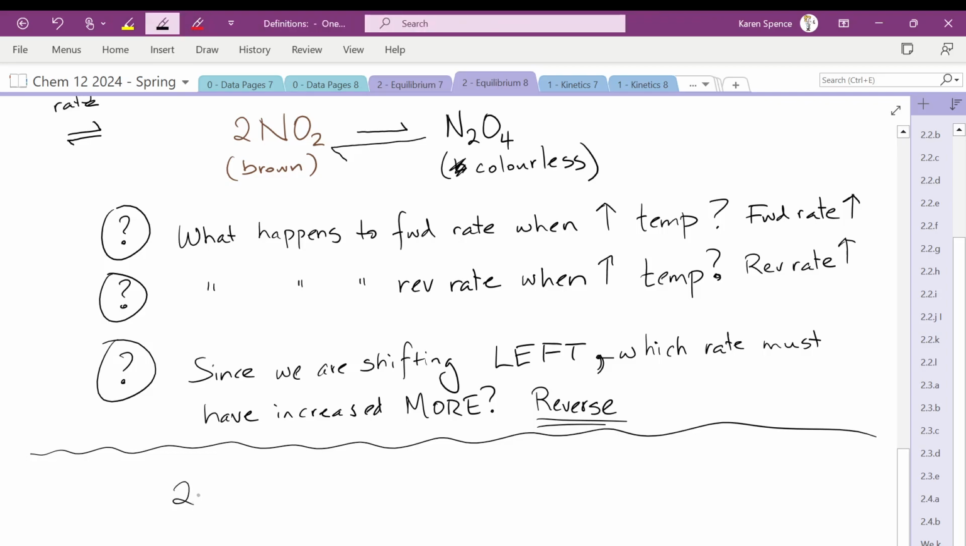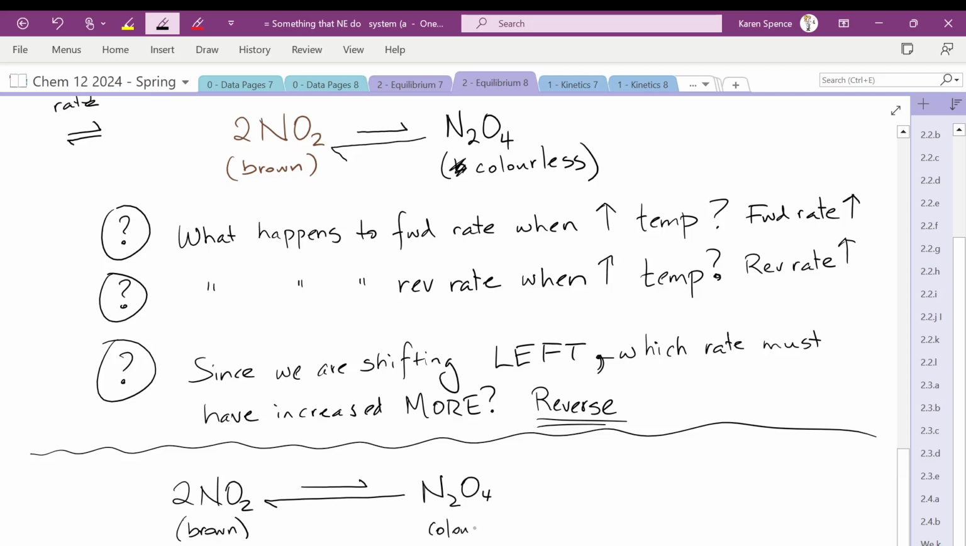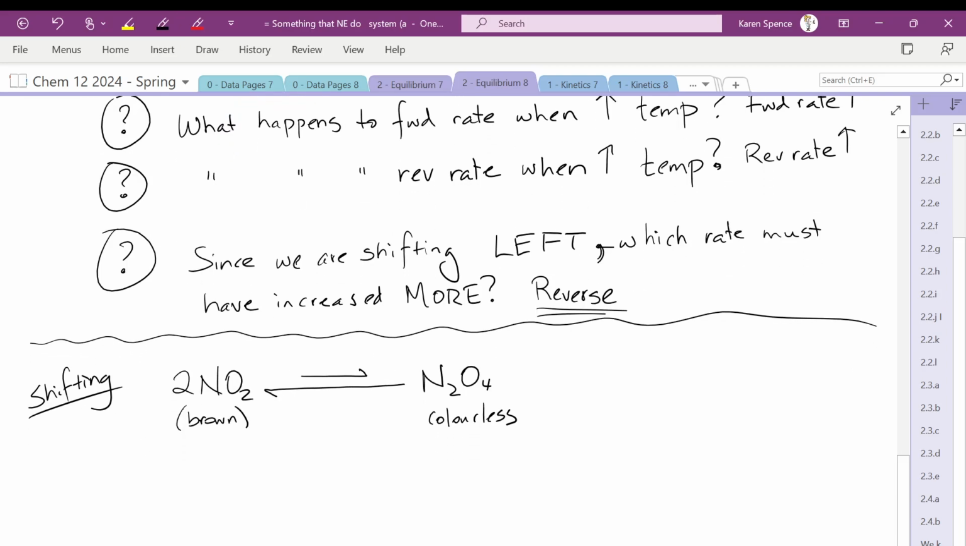I'm going to quit switching colors. I'm just going to make it all black. It doesn't matter. It's brown or colorless. So we are now shifting. As we shift, what happens to the concentration of NO2? The concentration of NO2 increases, yes, because we are making it faster than we are using it up.